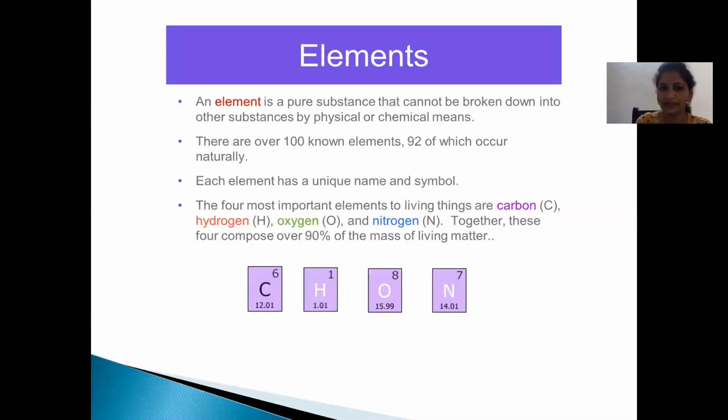Then coming to elements. What are elements? An element is a pure substance that cannot be broken down into other substances by physical or chemical means. As we know, there are 118 elements in our periodic table, and 92 elements which occur naturally. Each and every element has a unique name and unique symbol. Here are some examples I have given for the elements.